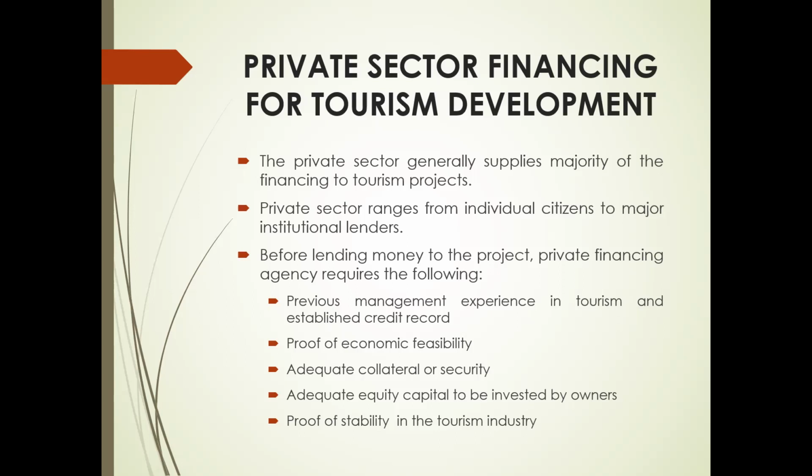Another one is proof of economic feasibility via an independent economic feasibility study. Another one is adequate collateral or security for the funds to be borrowed, adequate equity capital to be invested by the owners of the project, and proof of stability in the tourism industry in which the project will function. Tourism projects require equity as well as borrowed capital from owners and investors, and these individuals are the risk takers in the development, and they are rewarded with profits from their investment.